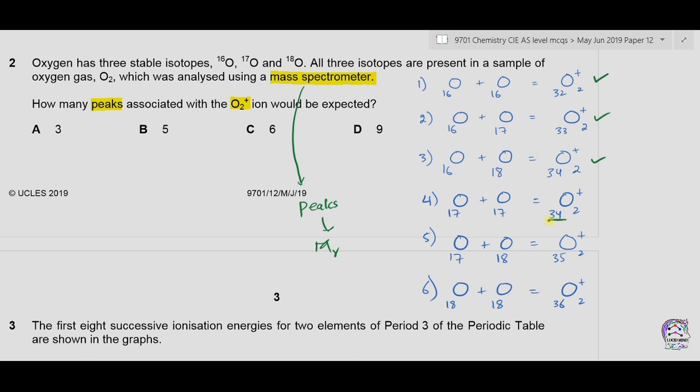Again the molecular mass is same as 34, so this won't give a separate peak. The peak would be the same as this one. Oxygen 35, oxygen 36. So we have 5 different types of peaks that are possible. So therefore correct option is B, 5.